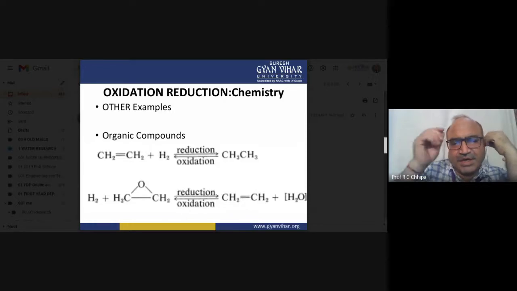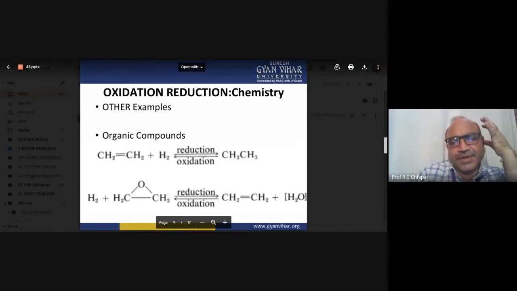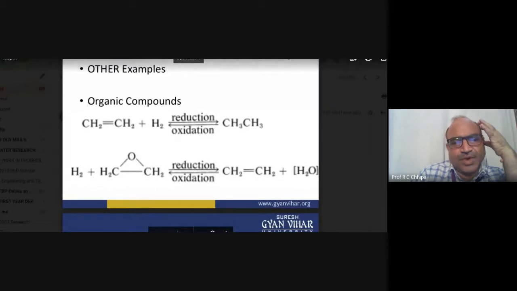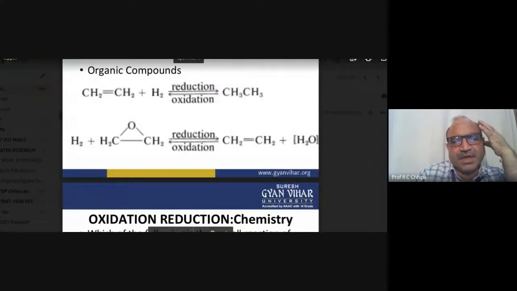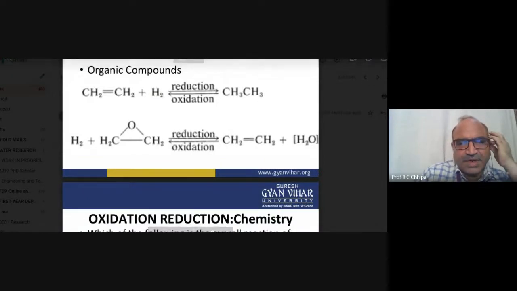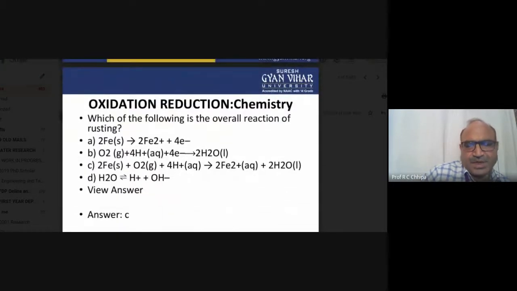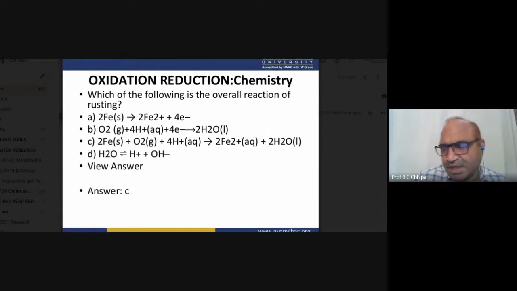Reduction means electrons are added. Oxidation means electrons are removed. So here, in the case of reactant and product, we get ethylene itself. So this is the reduction. How can this be reduced? That is given in the picture. Now there are some questions, related directly with corrosion and electrochemistry, but overall related to the fundamentals.